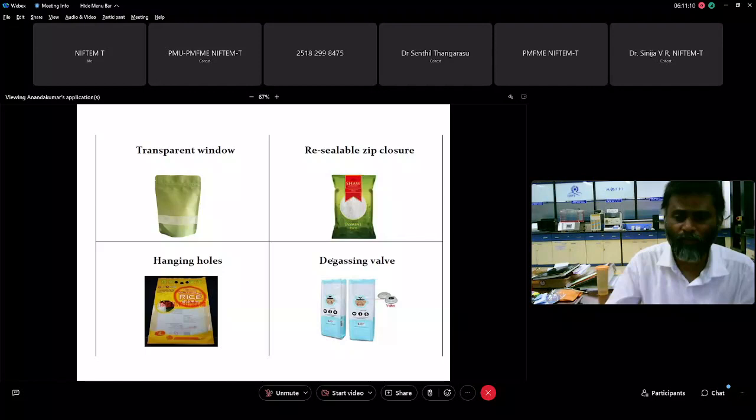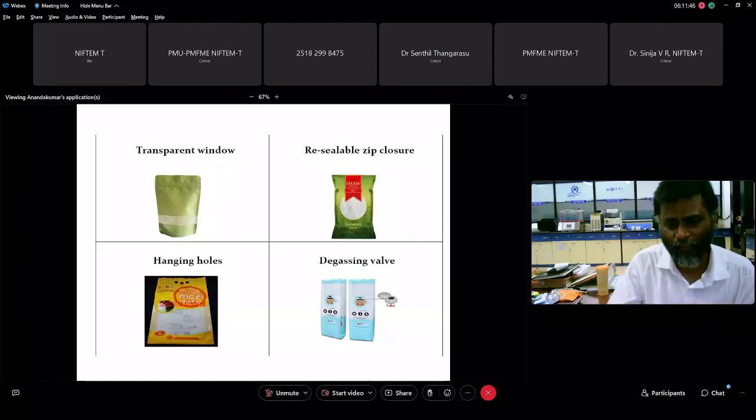Otherwise, you can see that the degassing valves are there. When you buy coffee beans packed in pouches, you can see degassing valves. Sometimes when you pack aromatic basmati rice, or when we fill MAP gases, nitrogen and carbon dioxide, and you want to avoid outside gas intrusion, nowadays degassing valves are there. So even if some gas levels increase, the particular level will be retained and the other gases will be released from the packaging material.